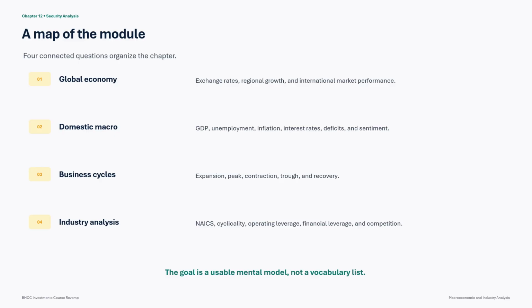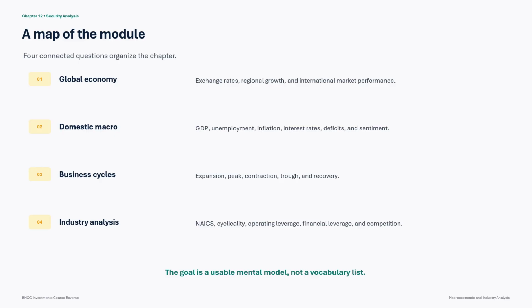Global and domestic conditions shape the cycle. The cycle affects industry demand and cost. Industry structure determines how much of that environment reaches company profits. Valuation then tells us whether the expected outcome is already in the price.